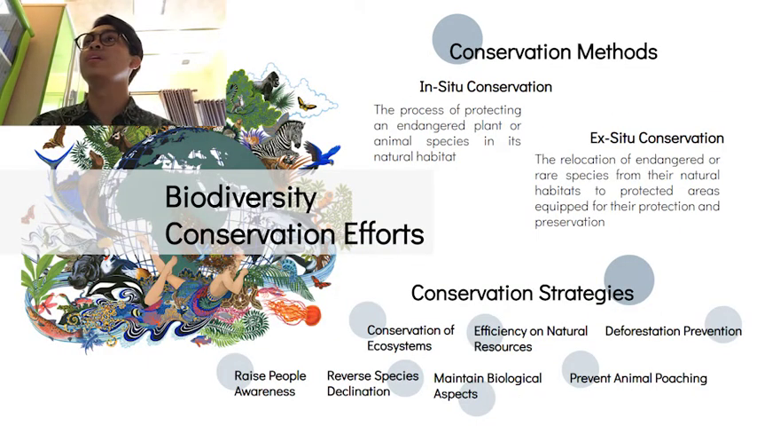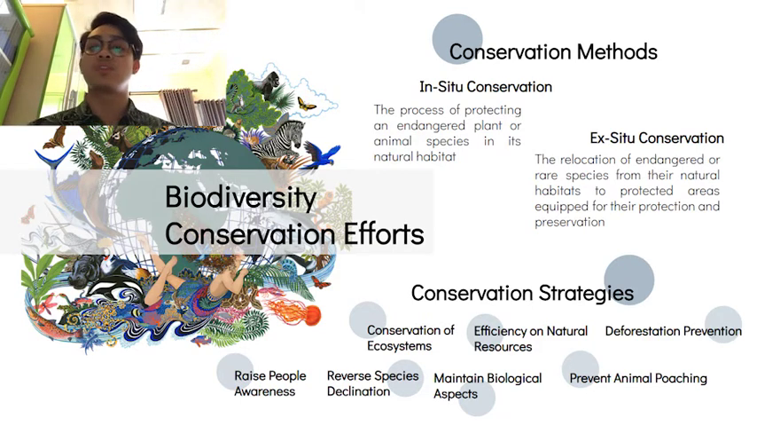And how should we stop this madness? What are our efforts to do this? To cut off these things, we have the biodiversity conservation efforts, and it is split into two tasks: the first one is conservation methods, and the second one is conservation strategies.